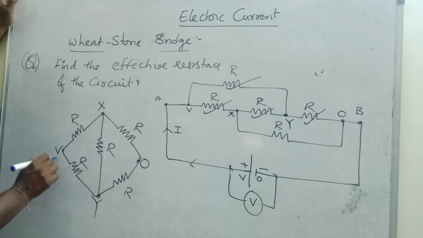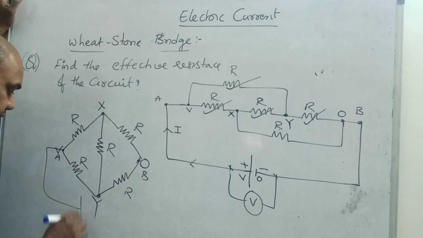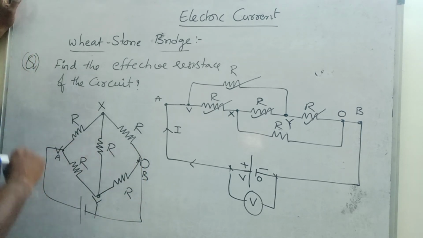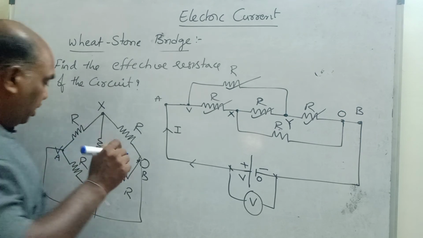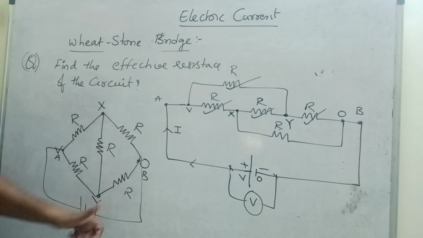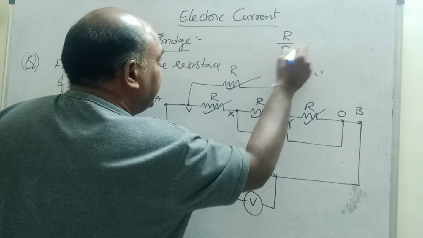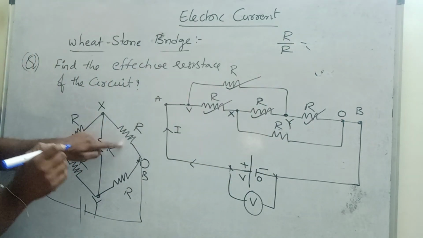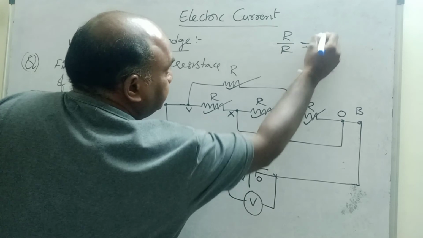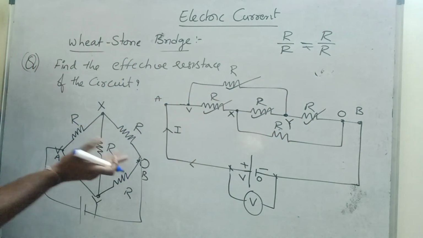In between A and B, this is A, potential V, this is B terminal. These two are connected to a battery. Now check the condition, children. First R1 by R3, numerator by denominator, this by this equal this by this, whether it is satisfying or not. So R by R is equal to this by this is equal to this by this, R by R. Oh, it is satisfying. R by R is equal to R by R only.